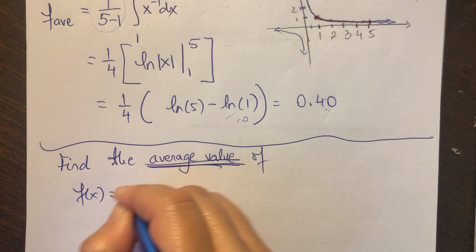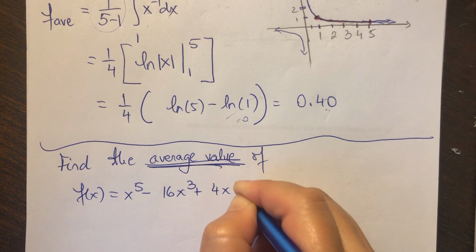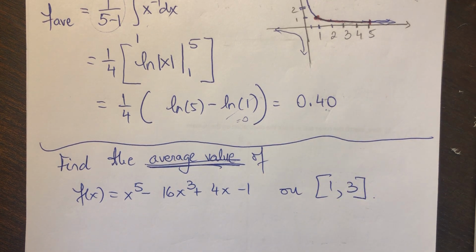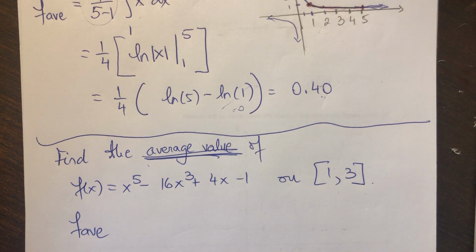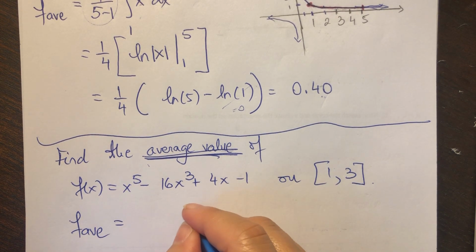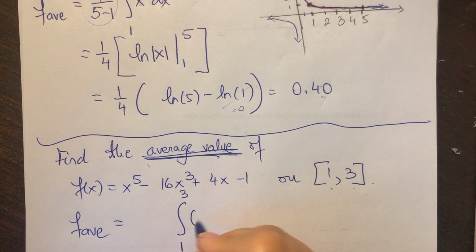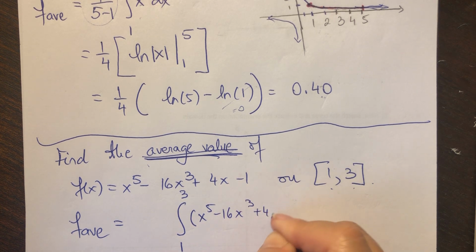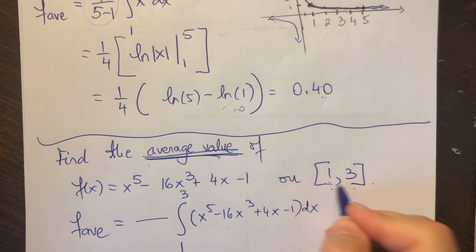Of this function. Here it is, f of x is x to the 5th minus 16x to the 3rd plus 4x minus 1 on this interval from 1 to 3. Okay, so there's a formula for the average value of a function. What is that formula? Again, you take the area between 1 and 3, and that's simply the integral of this. And then you do what? You divide it by the width of this interval.